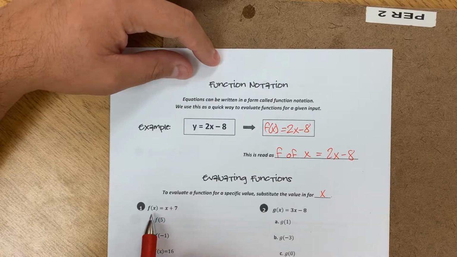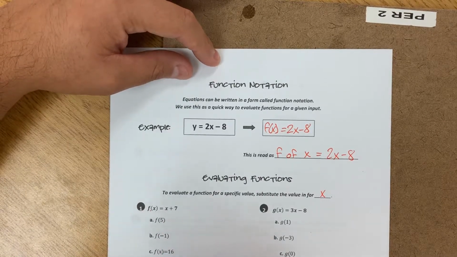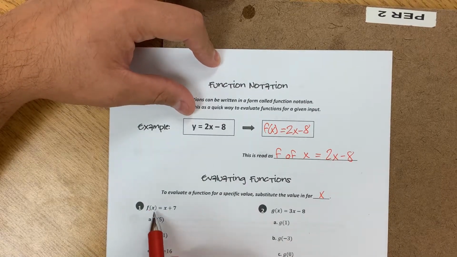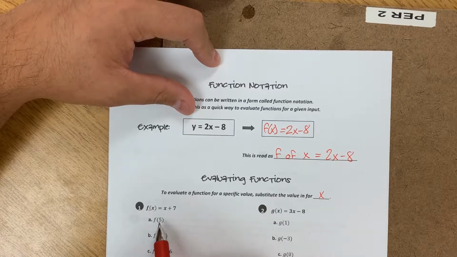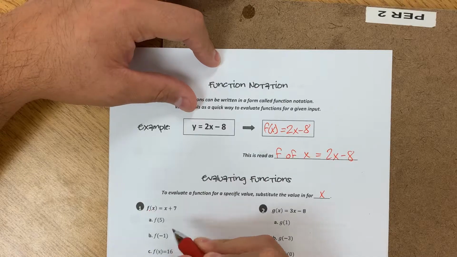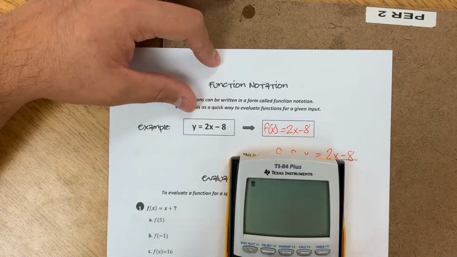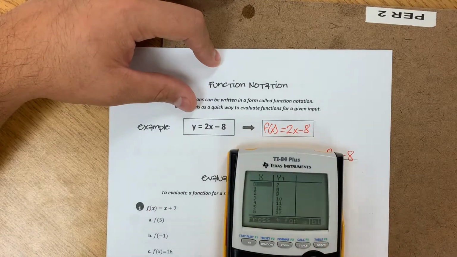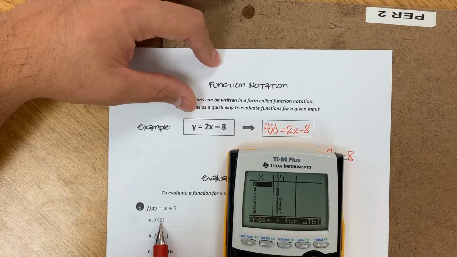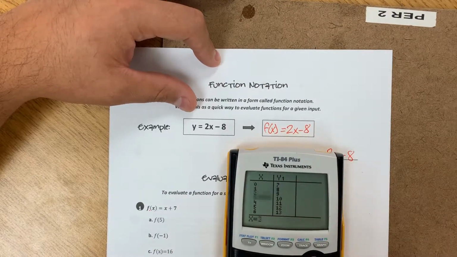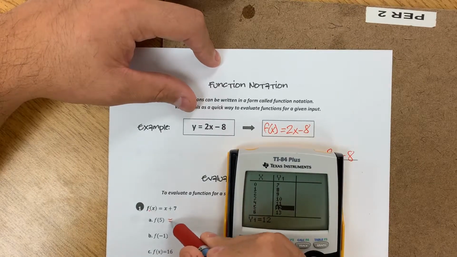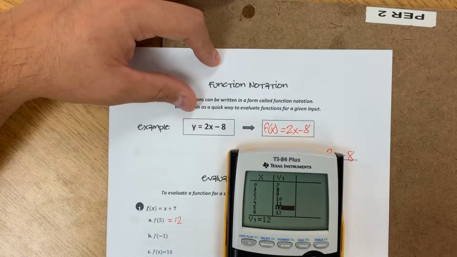On number 1, we have f of x equals x plus 7. And for our a, we have f of 5. So what they did was they replaced this x with this 5. So what we have to do is just evaluate the function for 5. So we take our calculator, we go to y equals, we put x plus 7 because that's what the function was. We go to the table, and since this 5 was actually an x before, we go to the x side, we look at 5, our actual y value for this function would be 12. So f of 5 equals 12.